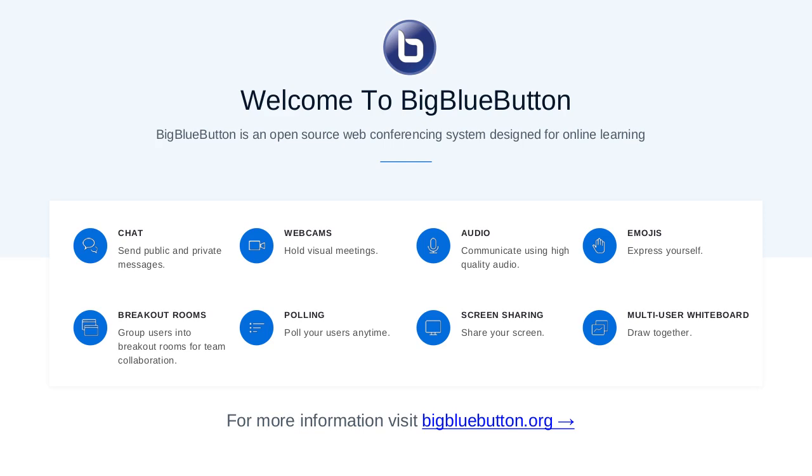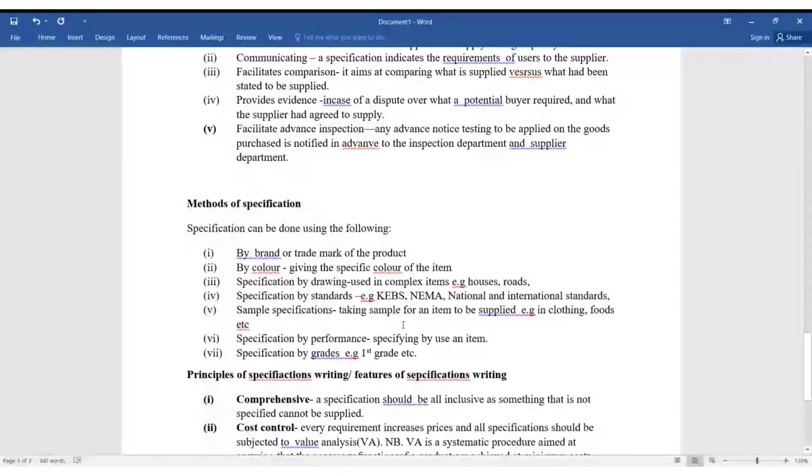by brand, by color, by specification drawing, like use of complex items like houses, that is designs, by standards, standardization bodies like Kenya Bureau of Standards or ISO standards or National Environmental Management standards, or by sample specifications, or by performance or use of an item, or by grades, first grade, second grade, third grade. It's like that.